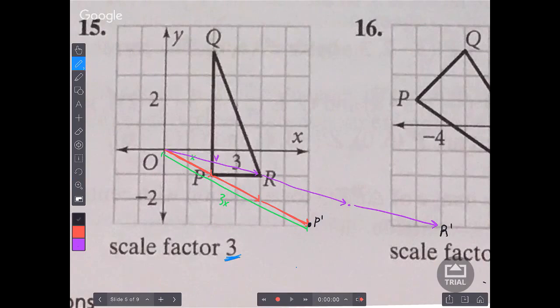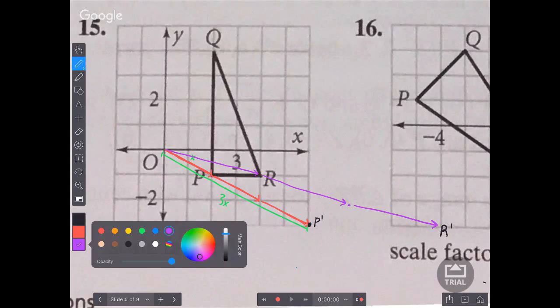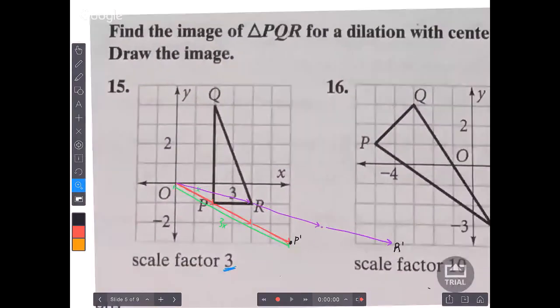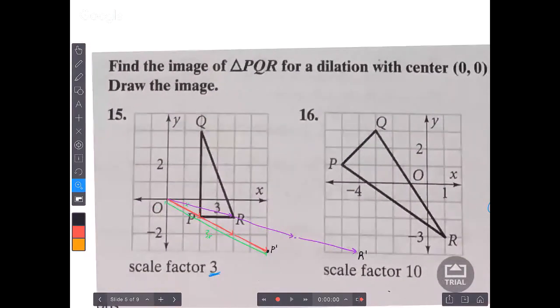R prime. And then lastly, I've got this distance from the origin to Q.